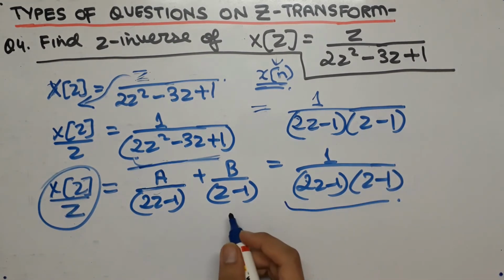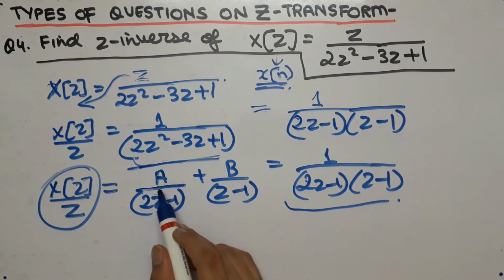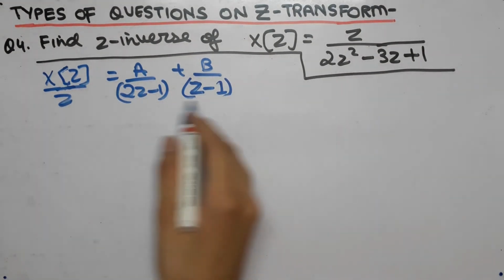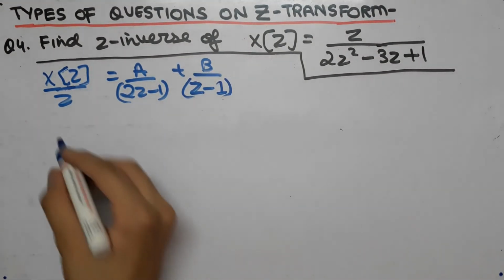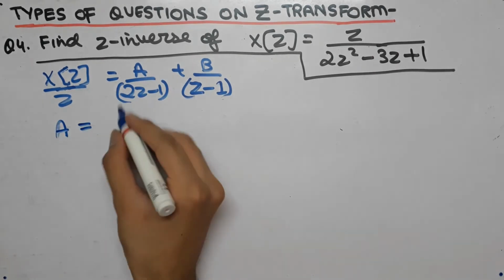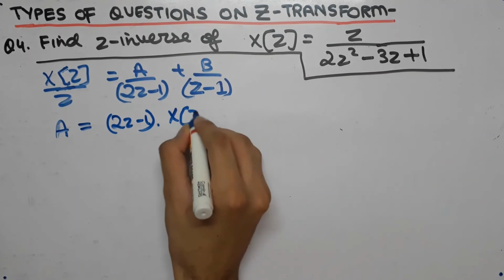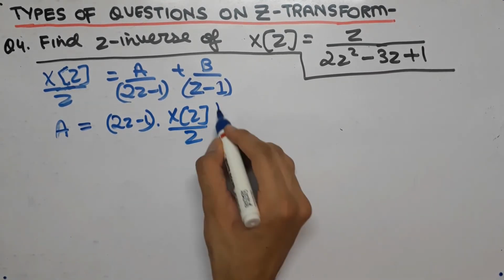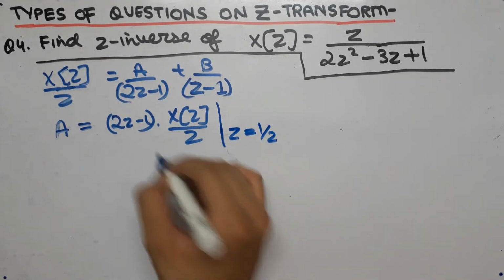Now guys, we simply have to find the values of a and b. That is, we have separate formulas for finding a and b, which we will discuss now. Now previously we obtained this equation. Now from this we are going to find the values of a and b. Now we are going to find the value of a. That is, we will write 2z minus 1 into xz upon z, and we will put the value of z as half on solving this equation.